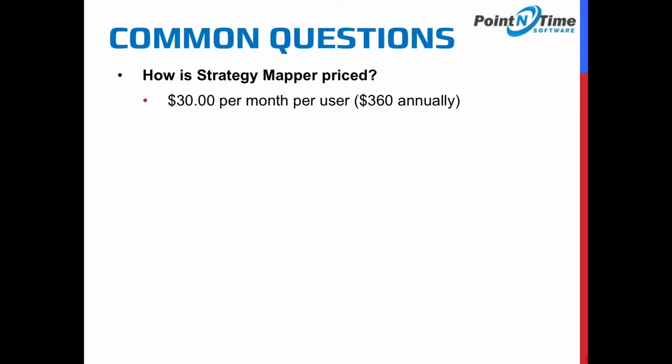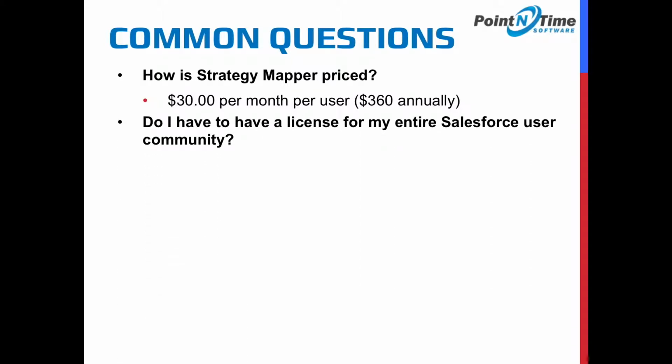So here are some common questions that we hear about Strategy Mapper. How is it priced? It's $30 a month or $360 a year annually. We do have tier discounting, of course. Do I have to have a license for my entire Salesforce user community? No. You just need a license for people that are using Strategy Mapper or need to see the raw data that it puts out. Not the reports or the dashboards or anything, but who want to actually go in and look at a meeting and look at these plans and things like that.